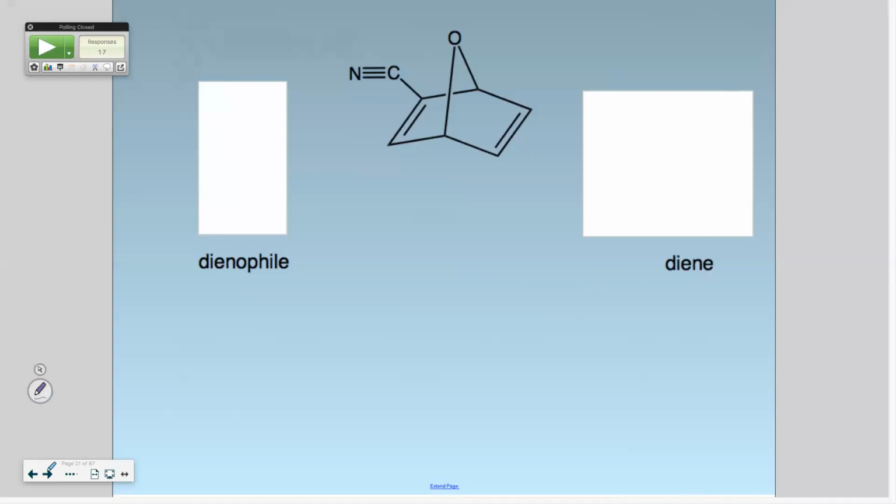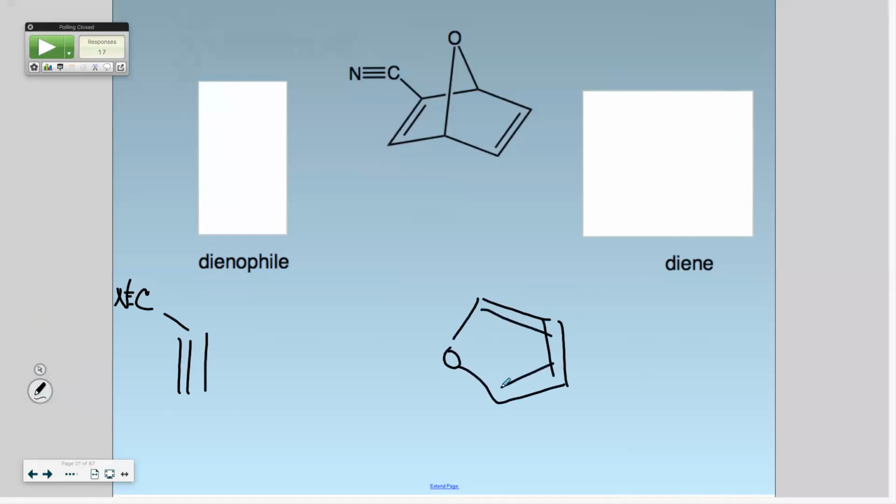All right, so what'd you get? What was your dienophile? Triple bond with the... Okay, I'll squeeze it in there. And what was your diene? Anybody know how to draw it? It's a 5-membered ring with an O. We're not going to worry about the naming.